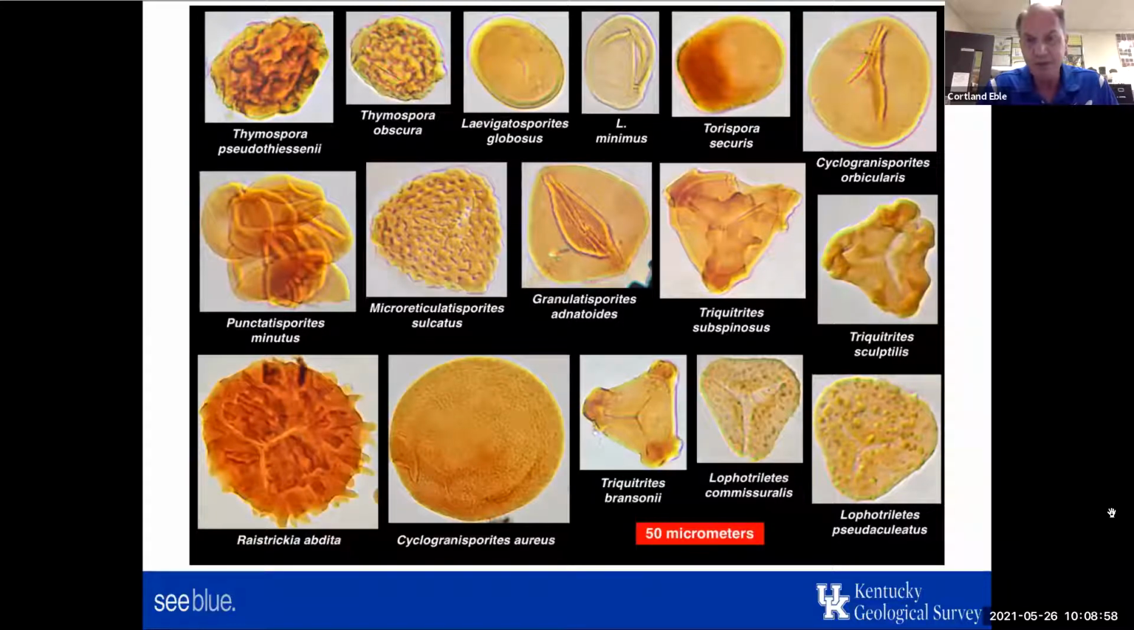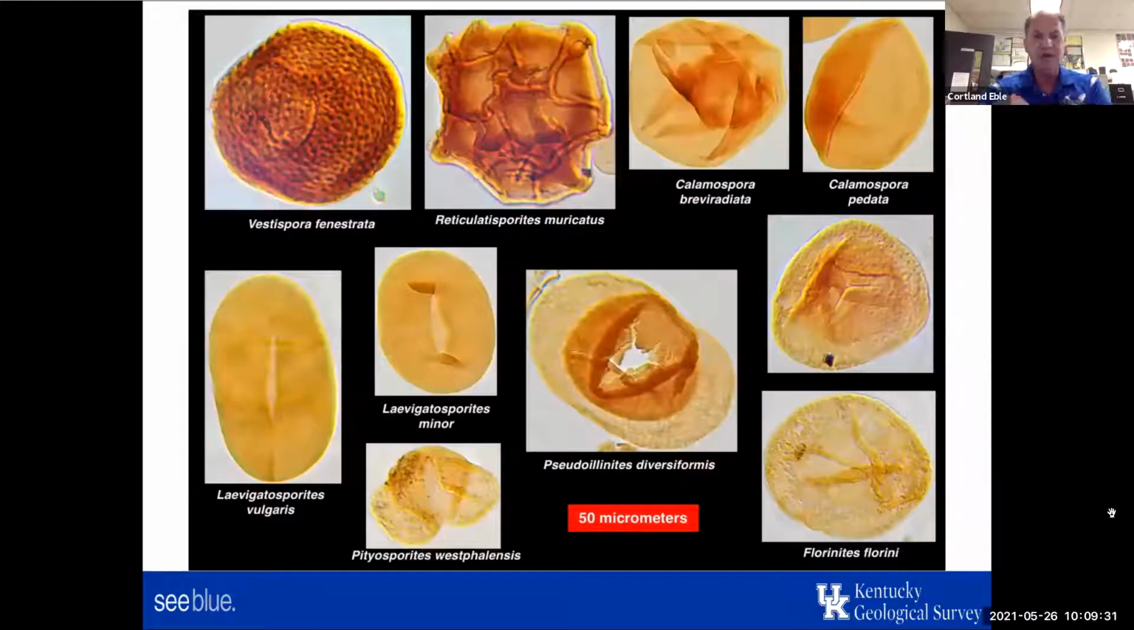But we do lose a number of forms that I'll talk about here at the Kasimovian-Muscovian boundary. And then we get down to the spores that are Microreticulatisporites and then going downward. These are small fern spores. And these are significant in that, in the fern group, this is where we see all our diversity. But yet, when you think about a small fern in terms of biomass contribution, it really was quite insignificant.